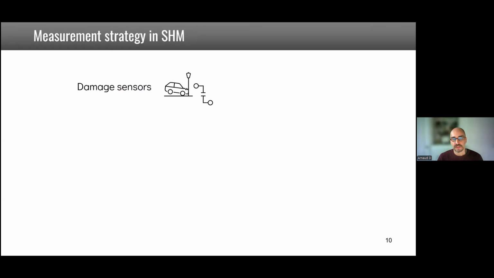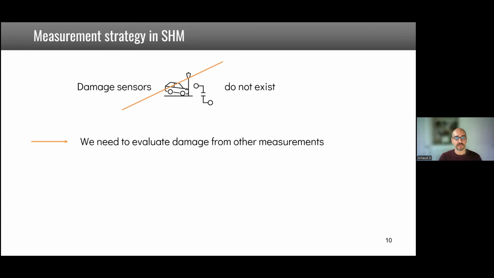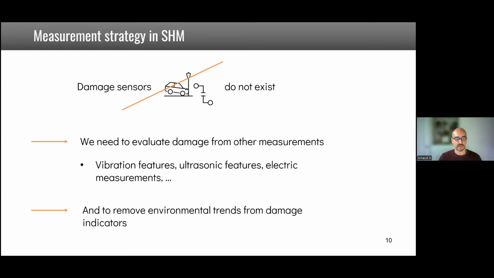Now, if we go to SHM, what is the major problem in SHM? And I think that's something that Chuck Farrar told me. If you're in SHM, probably you know who Chuck Farrar is. He works at the Los Alamos laboratories and did these very interesting state-of-the-art reviews and a lot of work on SHM. And he said, you know, the main problem we have in SHM is that we don't have damage sensors. And so the fact that we don't have damage sensors means that we need to evaluate damage from other measurements. And these measurements can be vibration features, ultrasonic features, even electric measurements, etc.